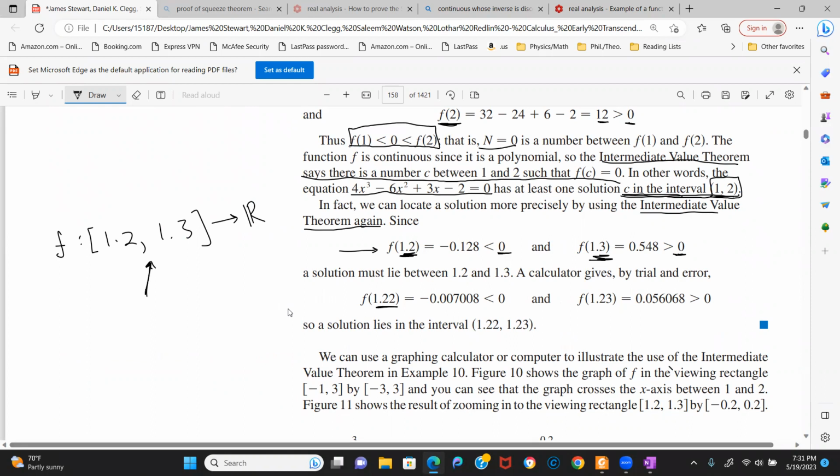Then they do an even better refinement, and they find that the function at 1.22 is less than 0, and the function evaluated at 1.23 is greater than 0. So 0 is between these. Again, there's going to exist a number on this interval, possibly different from the one you considered on the interval from 1.2 to 1.3, and possibly different from the value of c that you got from the interval 1 to 2.